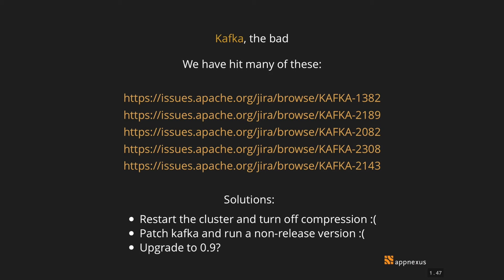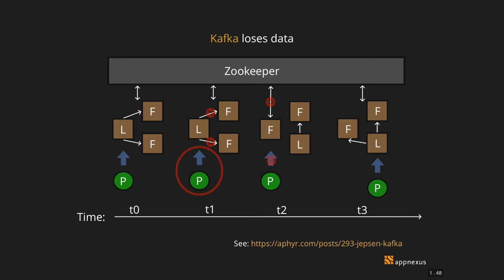Or you can upgrade to Kafka 0.9, which I'm told is a lot more stable with respect to all of these. And most of these are fixed. Some of them are not. So buyer beware, if you're looking for a high volume data streaming thing, beware that it's not all roses. You have to sort of know what you're buying. So this is an example. I want to talk about this quickly, of how Kafka actually loses data.